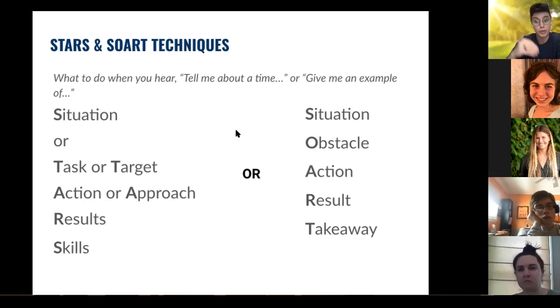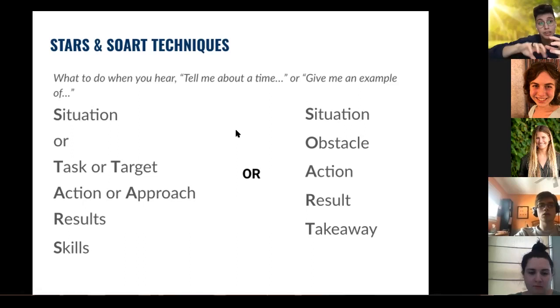How did you get over it? Which is the action next. How did you overcome that? What was the result, and then the takeaway from the story and what you learned and how it's relevant to the position at hand, right? So SOAR is one way to frame this.